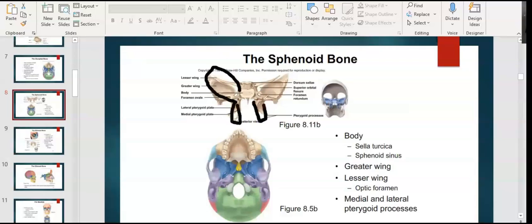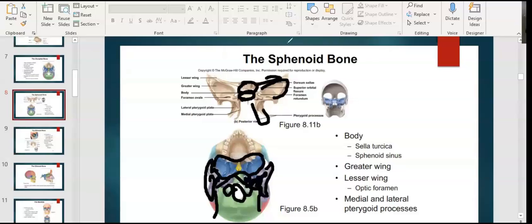The legs of this butterfly are going to be called the pterygoid process, as you can see right here. Pterygoid process. The body of this butterfly would be here, right? This one right here is the body, and in here there's a little fossa that's going to be called the sella turcica or dorsum sellae.